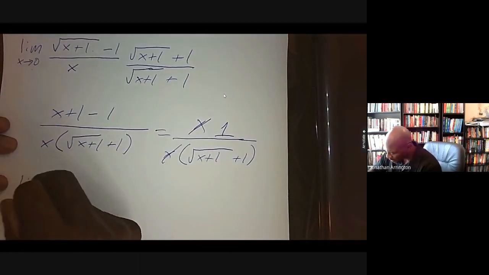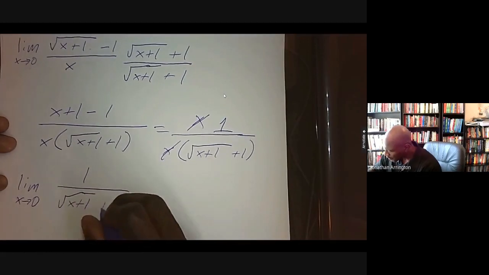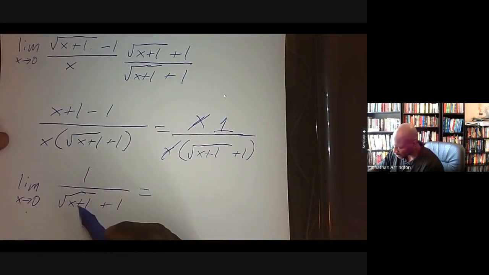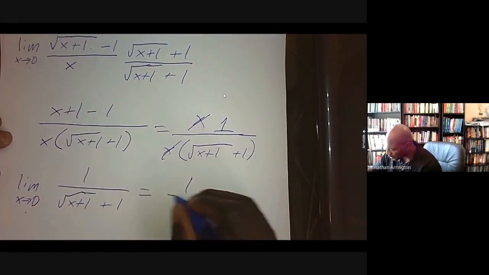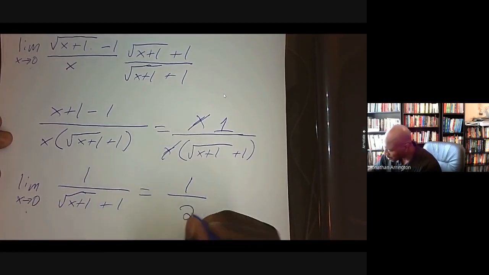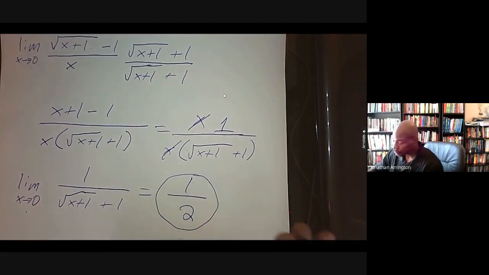So I'm going to take the limit as x goes to 0 of 1 over the square root of x plus 1 plus 1. And when I plug in 0 for x, well, the top is 1, of course. The denominator, that would be 0 plus 1, which is 1. The square root of 1 is 1, and 1 plus 1 is 2. So my answer is 1 over 2.